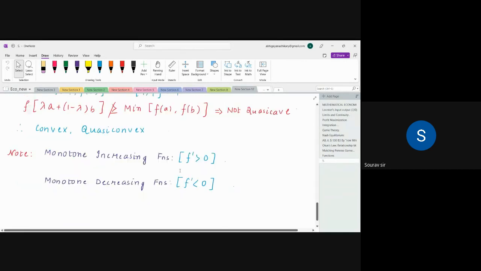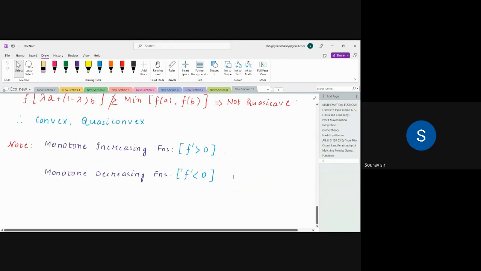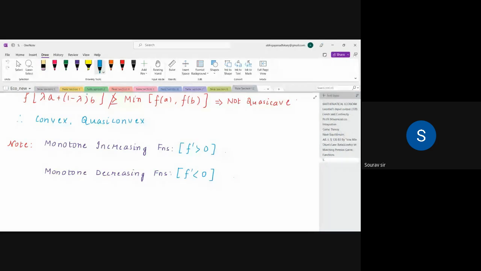So monotone functions is basically, if it's monotone increasing, then the derivative will always be greater than zero. If it's monotone decreasing, then it will be less than zero. Let me put the equality as well. That will not bring any harm. And if we want to write the condition without using calculus, then we would write monotone increasing in this way.